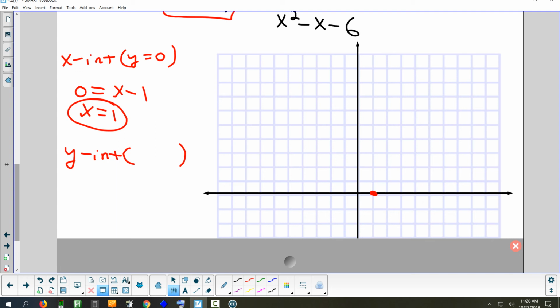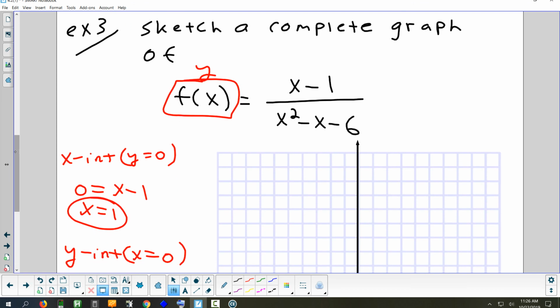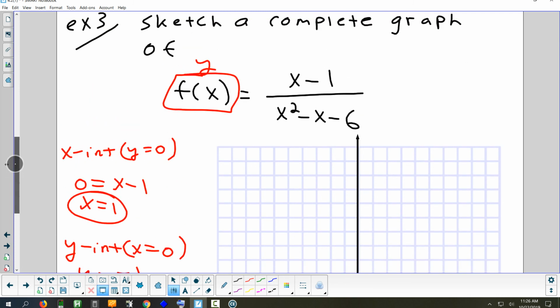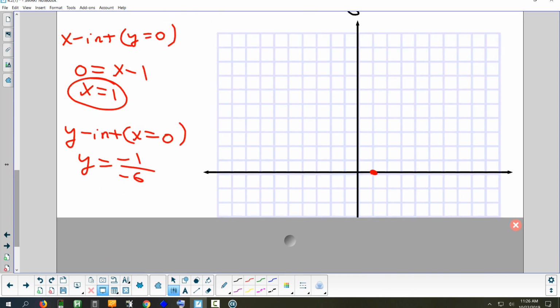Okay, Y-intercept. So the Y-intercept is when I plug in what for what? 0 for x. That's usually pretty quick. What's 0 minus 1? And then 0 squared minus 0 minus 6. So my Y-intercept is 1/6. So again, those 2 points are so close together, I can't even really tell what's happening. But I found them. So I got my X and my Y-intercepts.